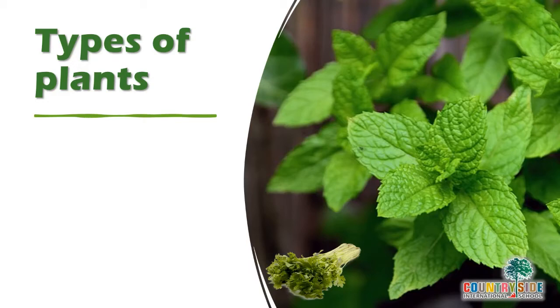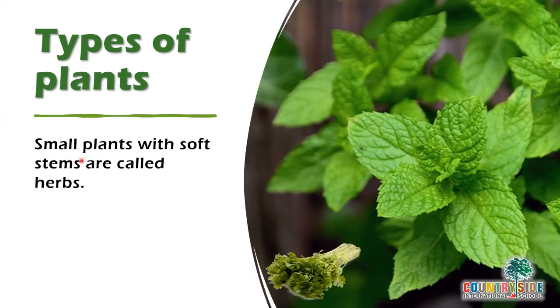Let's see the other type of plant. Small plants with soft stem are called herbs. A shrub's stem is a little hard, but herbs have got a very soft stem. A herb lives for a short time. Now herbs are the type of plants which do not have a long lifespan. It lives for only a short time.